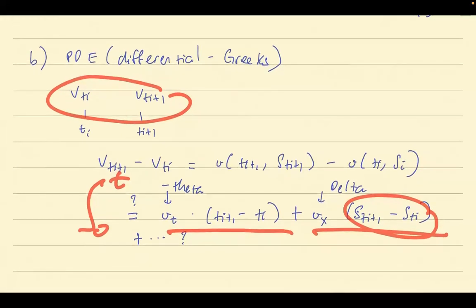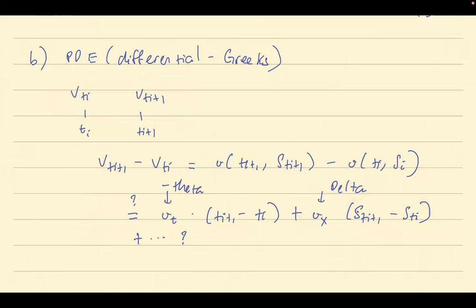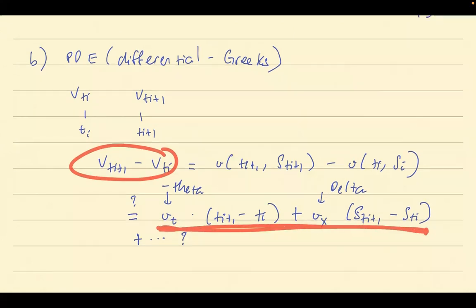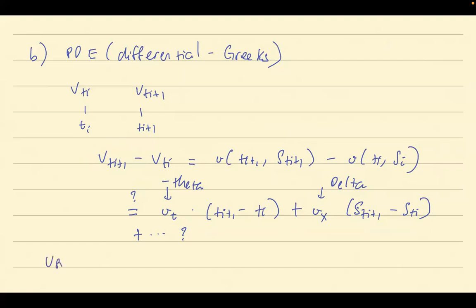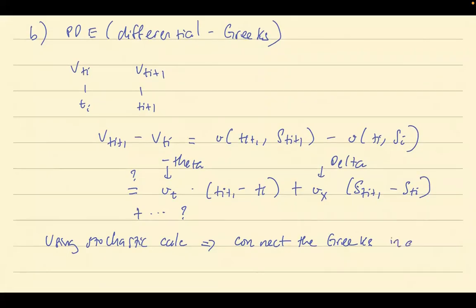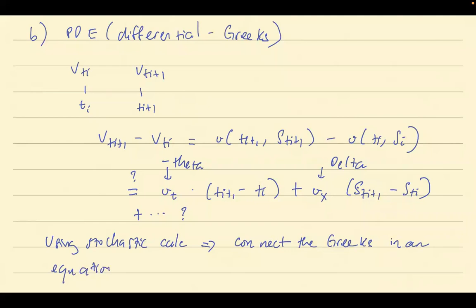So I guess to understand, maybe this is a broader connection between stochastic calculus and option pricing. Stochastic calculus allows us to connect option price change with the Greeks. And if you can connect it in the correct way, using stochastic calculus, then you can connect all the Greeks together in an equation. That's called the Black-Scholes PDE.